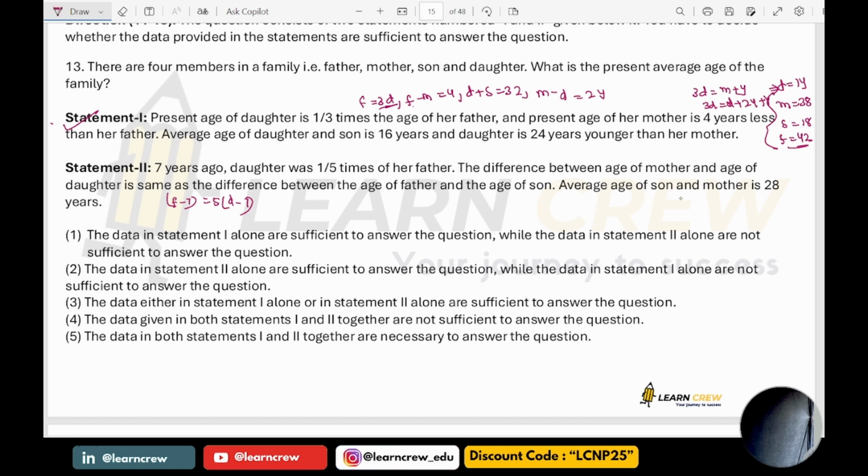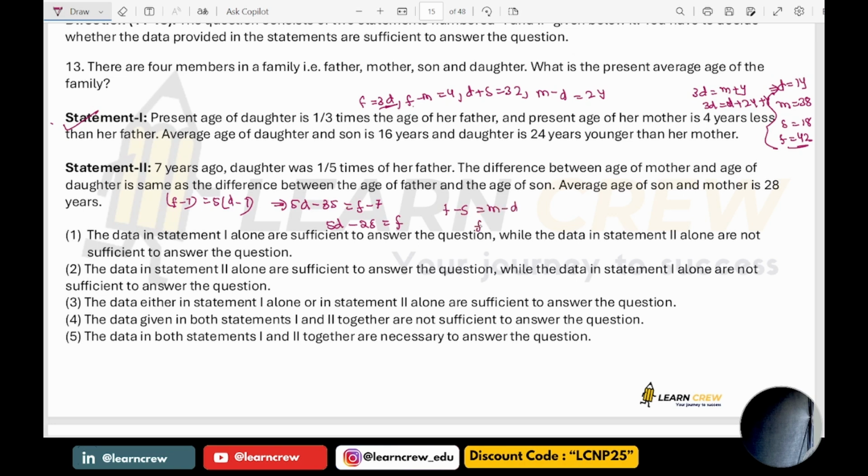The average age of son and mother is 28 years. So what is given here? From this, what you can write is 5D minus 35 is equal to F minus 7, right? So 5D minus 35 plus 7, which is 5D minus 28, is equal to F. And it is given the difference between father and son is equal to the mother and daughter difference.